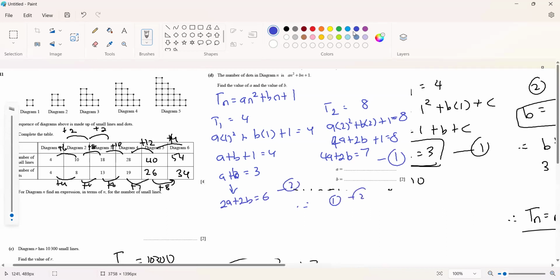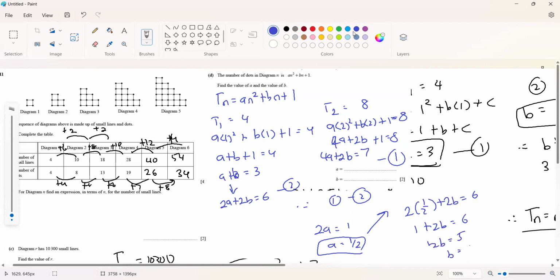So equation 1 minus equation 2. So 2a equals 1, a equals half. So since a equals half, we know that 2 times half plus 2b equals 6. 1 plus 2b equals 6. 2b equals 5, and b equals 5 over 2. Right? So that's it for a and b. So a is 1/2, b is 5 over 2 in this case.